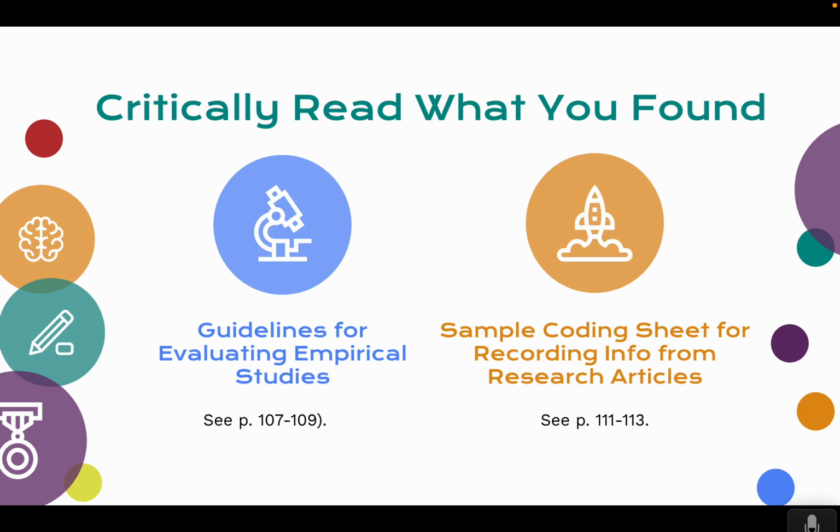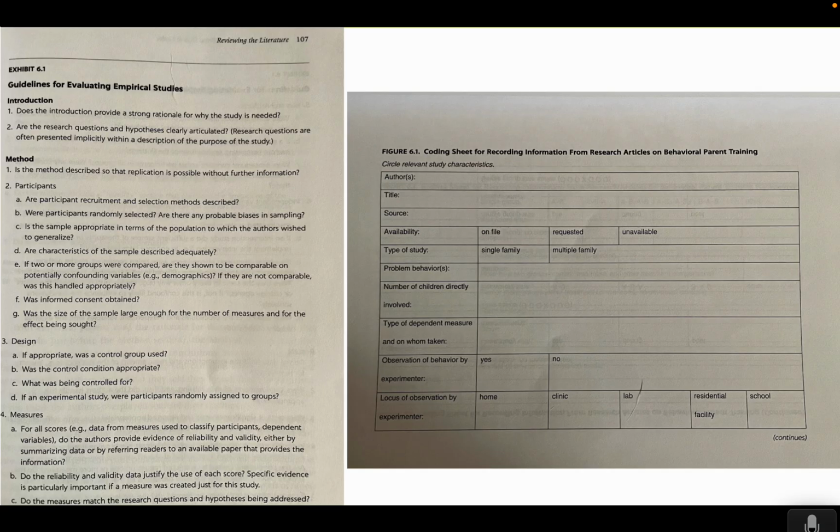The textbook provides 2 really great tools you can use to critically evaluate your sources and keep track of the information you're getting from them. One is the Guidelines for Evaluating Empirical Studies questionnaire on pages 107 to 113, and the other is the coding sheet for recording info from research articles. I'm going to show you this on the next slide. You can see here on the left is a portion of the guidelines for evaluating empirical studies.